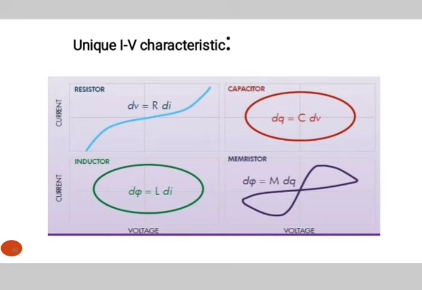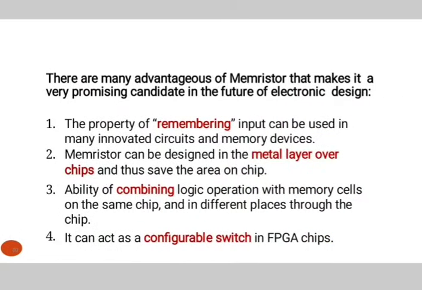Now this diagram shows the unique IV characteristic of the memristor, the characteristic of current versus voltage.